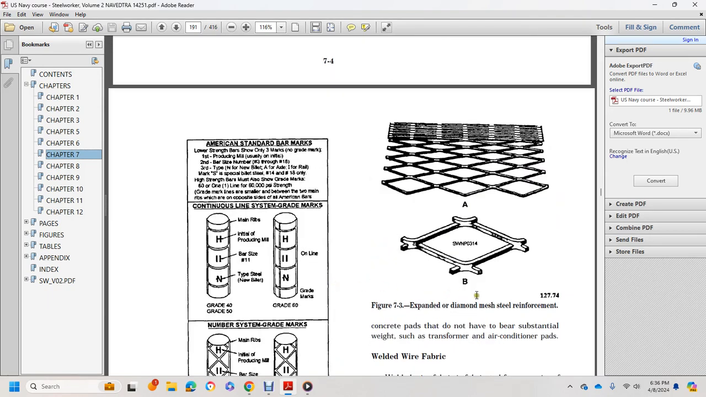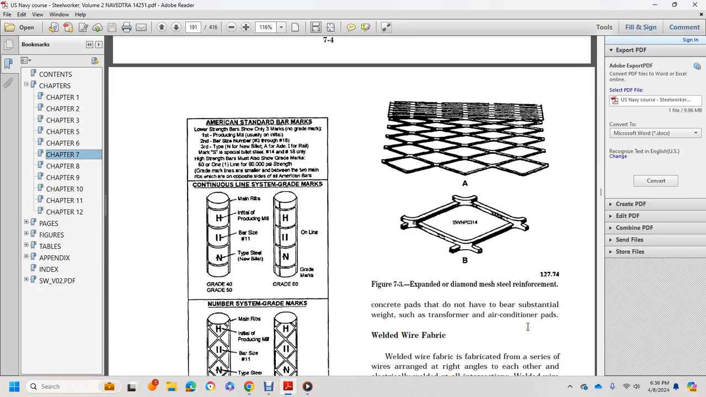View 7 of the figure shows the diamond mesh reinforcement. Concrete pads that do not carry substantial weight, such as air conditioner pads.